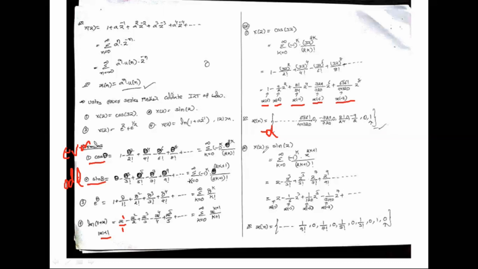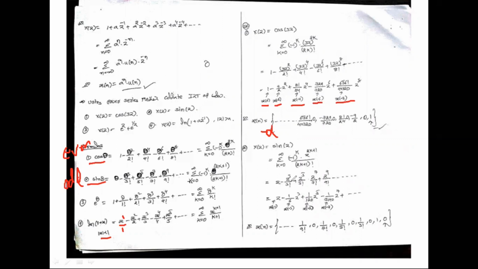And second function, x of z is equal to sine z values. We know the sequence of sine theta, sum of k equal to 0 to infinite, minus 1 whole power k, theta power 2k plus 1 by 2k plus 1 factorial. Substitute the z here, because the sine theta, we know the formula. Instead of theta here, the z is there. Sum of k equal to 0 to infinite, minus 1 whole power k, z power 2k plus 1 by 2k plus 1 factorial. Expand this function.